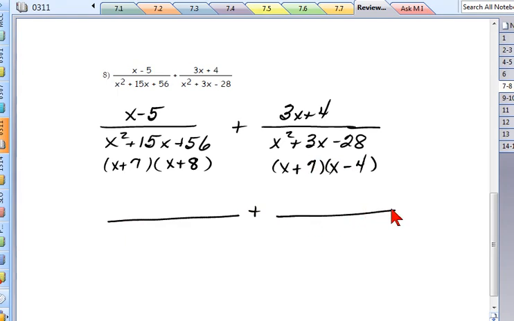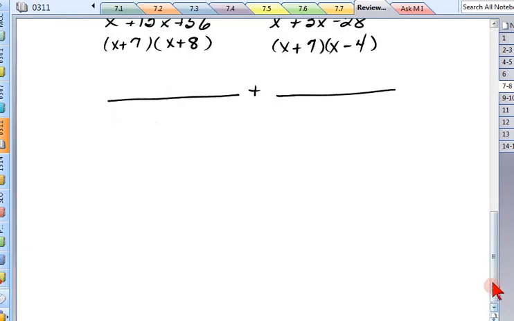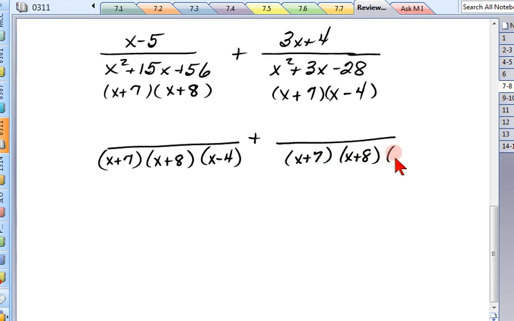So what's my least common denominator going to be? Okay, although that came across as a couple of conflicting mumbles, I think I know that we need an x plus 7, we need an x plus 8, and we need an x minus 4, and you're welcome to have those in any order you want. You need one of every different kind of factor.